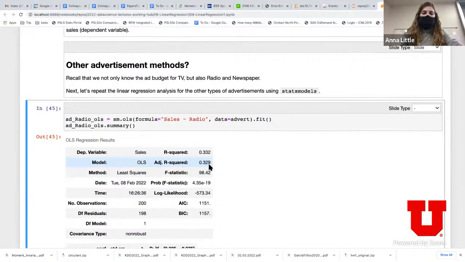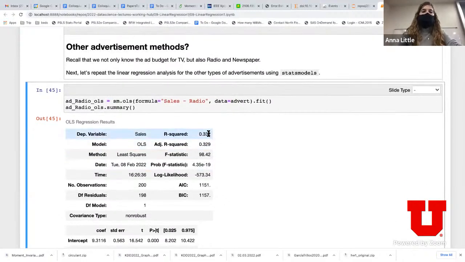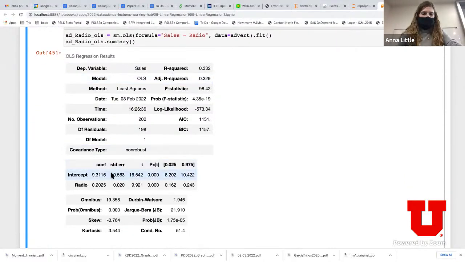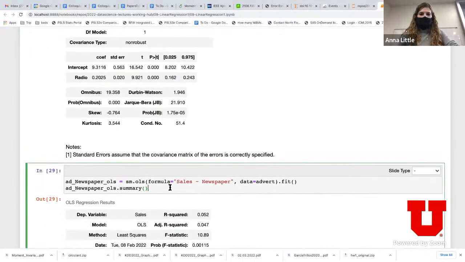Okay, what do we see? Not nearly as good of an R squared value. It's something, but it's not real high. So about 33% of the variation in sales can be explained by this linear relationship with radio. Now we can also see the coefficients for this model, and the p-values are still significant. So this is still significant according to this test. Okay, let's try it with newspaper.